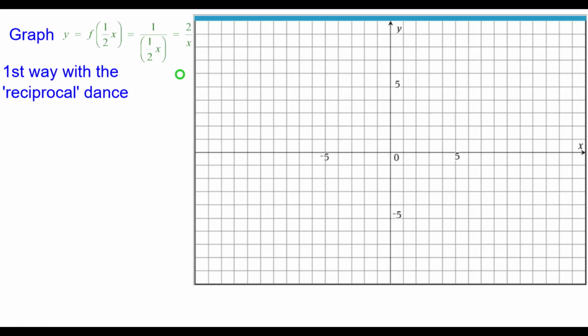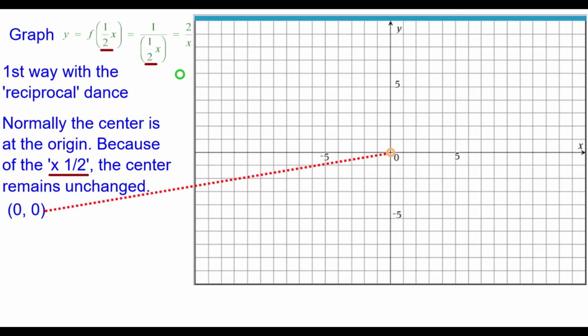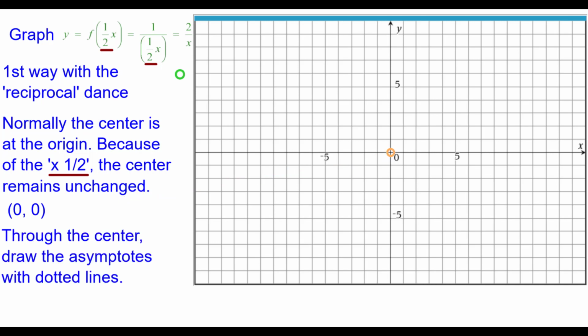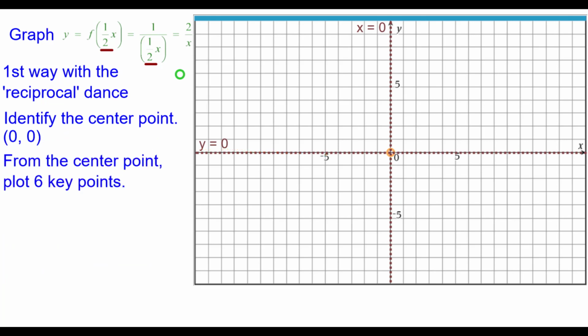The first way is with what we call the reciprocal dance, and normally the center is at the origin. Because of the times 1/2 inside the function, the center does remain unchanged. So we'll plot 0, 0. It's not part of the graph, but is our starting point. Through the center, we're going to draw the asymptotes with dotted lines, beginning with the x-axis and then the y-axis. The center point there is at the origin, and from the center point, we're going to plot 6 key points.